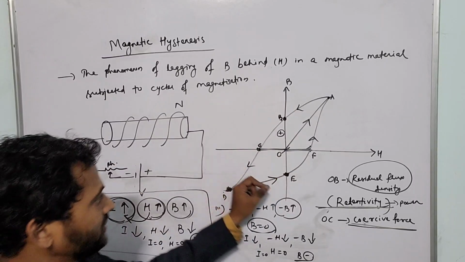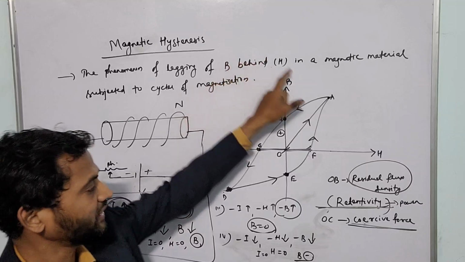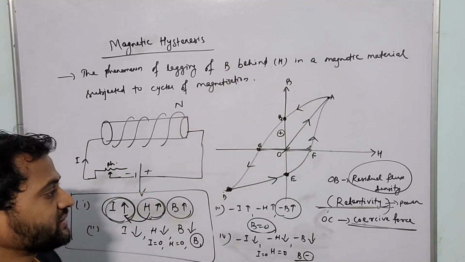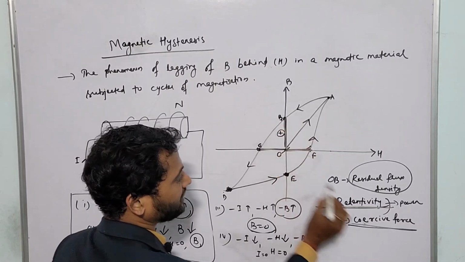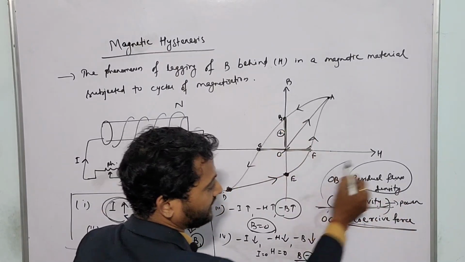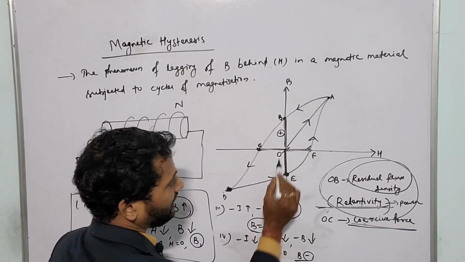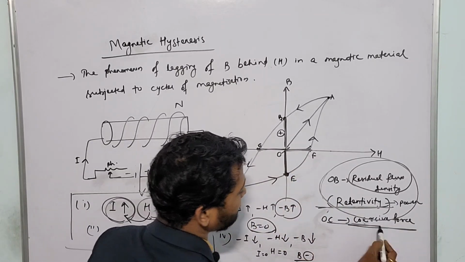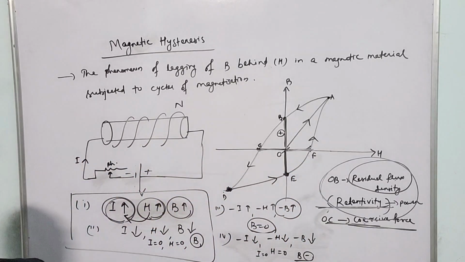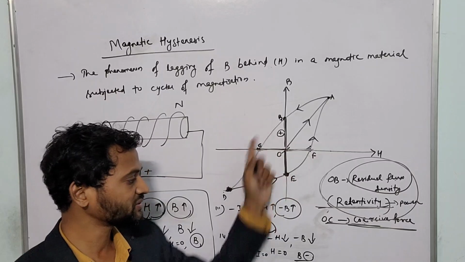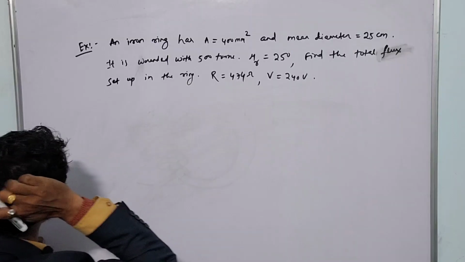So what you conclude here is that at any point we will find a lagging of B behind H. So this loop is called the hysteresis loop. Okay, the most important points to remember: OB is your residual flux, which is positive retentivity, and OE is called negative retentivity, and here OC is the coercive force. OF is also coercive force, right? So there are two coercive forces and two retentivities, one positive and the other negative. Clear?